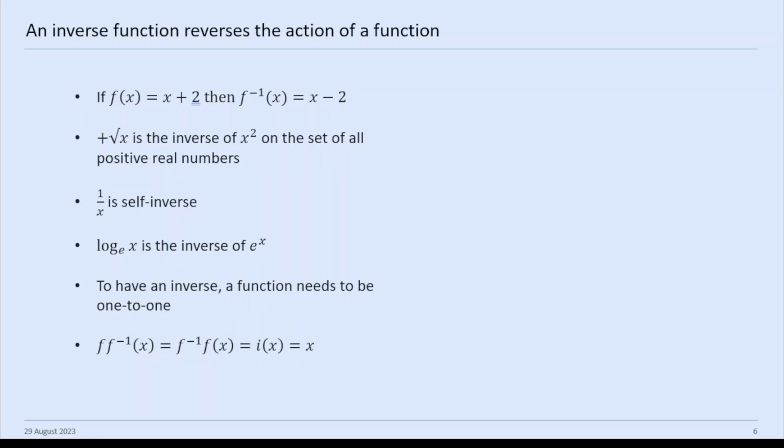Positive square root of x is the inverse of x squared on the set of all positive real numbers. In fact, that's the definition of square root, it's the opposite of x squared. So if x was 5, x squared is 25, and the square root is 5 again, you go back.